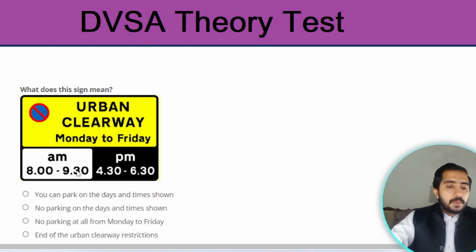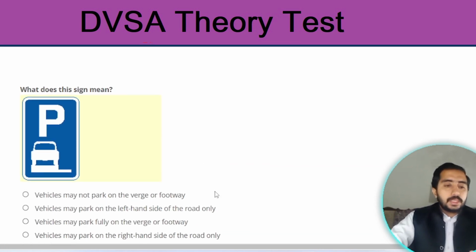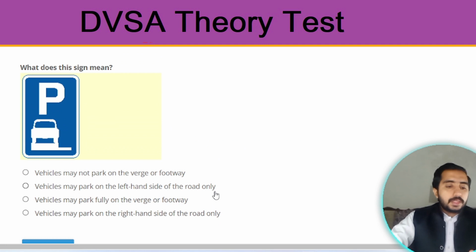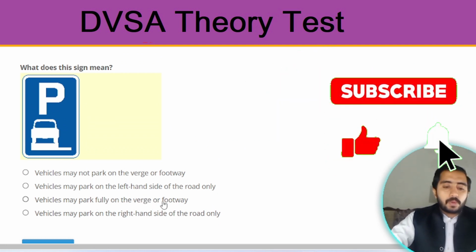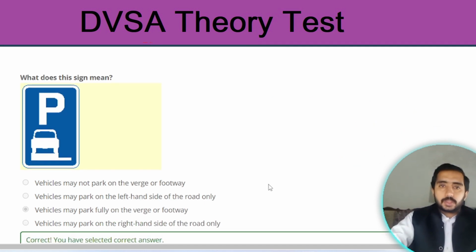Our next symbol is represented by no parking on the days and times shown. So during these times you don't need to park your own vehicle. Next, what does this sign mean? This sign is represented by a vehicle may park fully on the verge or footway. Option C is the correct one.